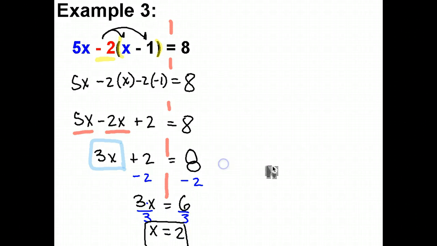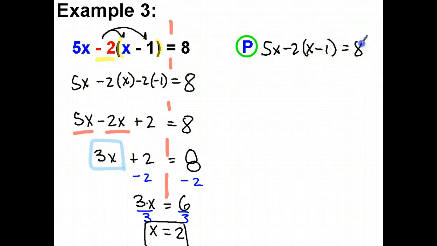Time for one last proof. Recopy our equation, 5x minus 2 times x minus 1 equals 8. And again, this is where it's super crucial that you substitute immediately for the variable. So we say 5 times, and my answer this time around was 2 for x, my solution. So then we say minus 2 times the quantity, and we just said that our solution was 2. And lastly, take away 1 equals 8.